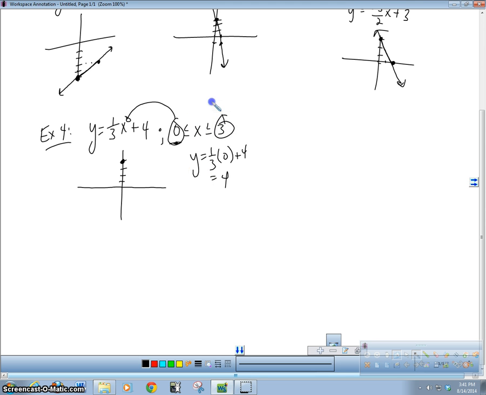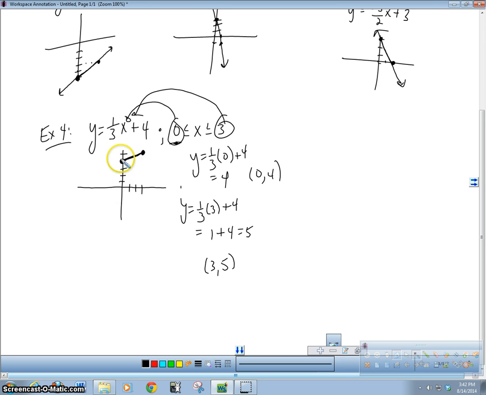Take my next endpoint, plug that in for x. I'm going to get y equals 1/3 times 3 plus 4, which is 1 plus 4, which is 5. Okay, so my point here is 3 comma 5. This one was 0 comma 4. So my endpoint is 3 comma 5 because the x was 3 and the y is 5. So I'm going to go 1, 2, 3 and up to 5 right there, and draw my line segment.